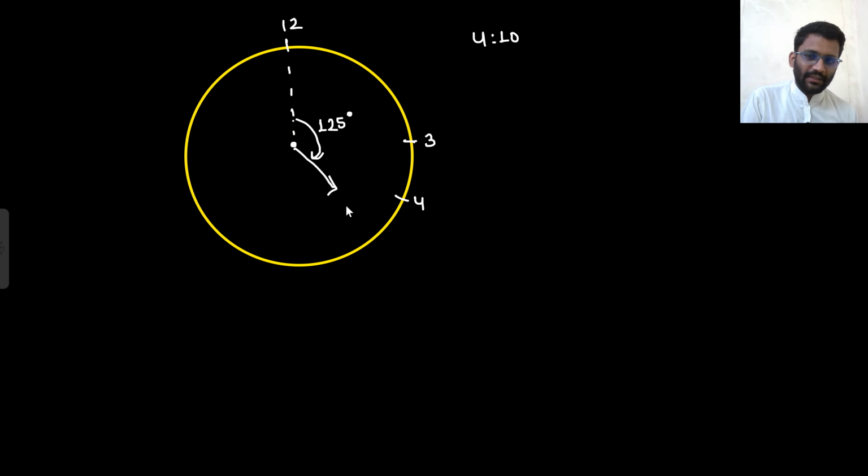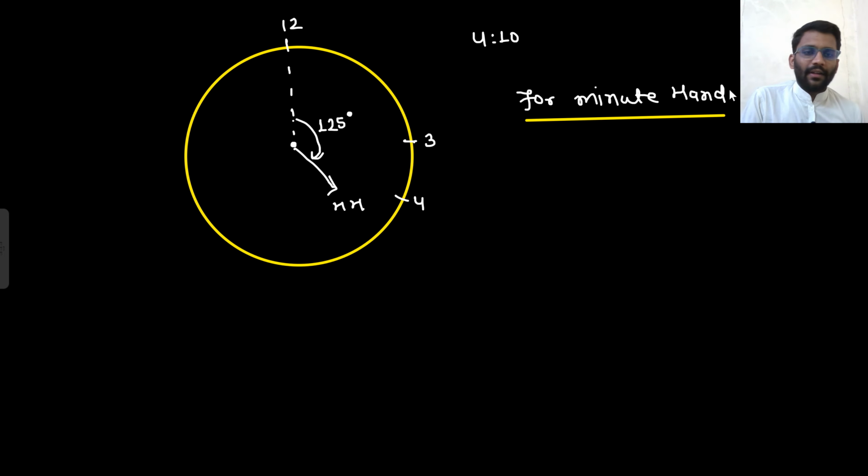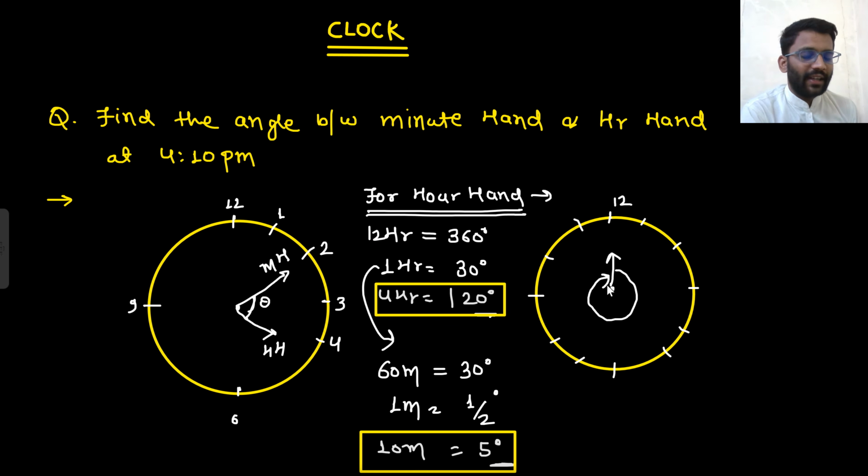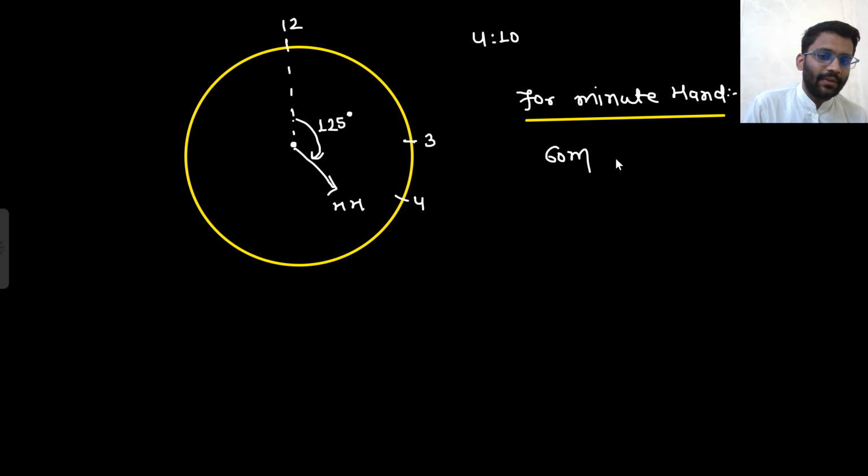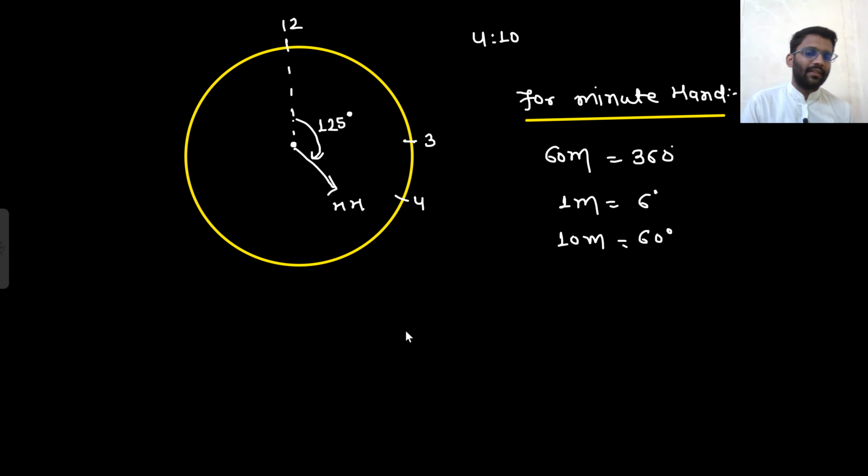Now let's talk about the minute hand. What will be the case for the minute hand? Tell me, in 60 minutes, how much angle does the minute hand cover? In 60 minutes, the minute hand, not the hour hand, covers the complete circle, right? So for the minute hand, 60 minutes is equivalent to 360 degrees. 1 minute is equivalent to 6 degrees. So 10 minutes would be equal to 60 degrees.